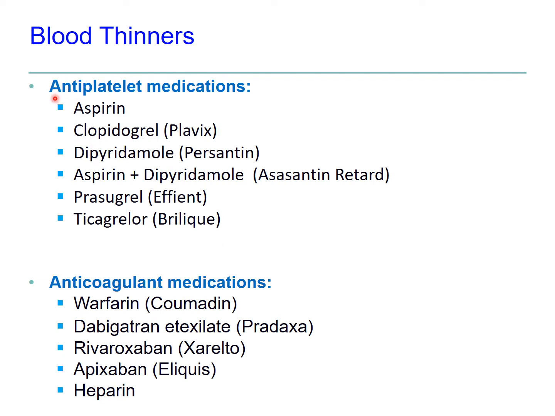Primarily, there are two types of blood thinners: the antiplatelet medications and anticoagulant medications. The antiplatelet medications include aspirin, clopidogrel, dipyridamole, a combination of aspirin and dipyridamole, prasugrel, and ticagrelor. Whilst the anticoagulant medications commonly used include warfarin, dabigatran, rivaroxaban, apixaban, and heparin. And we shall discuss these medications individually during the presentation.